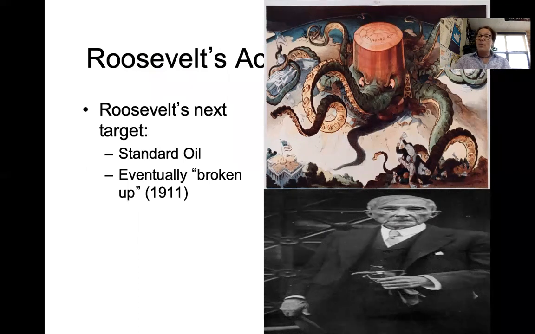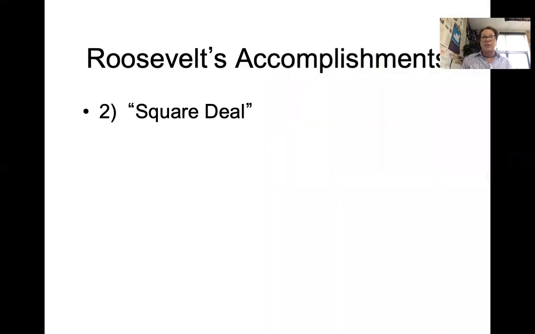So eventually what's going to happen is Standard Oil will be broken up in violation of the Sherman Antitrust Act, but in 1911. So actually, it wasn't Roosevelt who did it. It was his successor, William Howard Taft, who broke up Standard Oil. But Roosevelt set the wheels into motion for it. That's why I think he really was given the nickname Trust Buster, even though technically, let me rephrase that, Taft broke up a lot more trusts and monopolies than Roosevelt did.